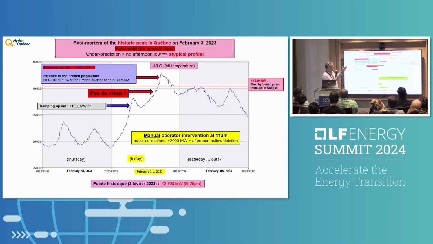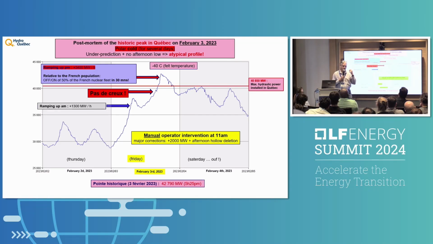So, for example, the historic peak in Quebec, on the 3rd of February, 1 year ago. This was a polar cold with a felt temperature of -40 during 4 days. So it was very, very difficult. What we see is that on Thursday the curve is normal. And when we enter the polar cold, about in the afternoon here, we see two things. The first one is that we had a high under-forecast of the power, so we had to inject a lot of power. The second thing is that there is no afternoon hollow. You see that in a typical profile in winter, there is a hollow here and here.